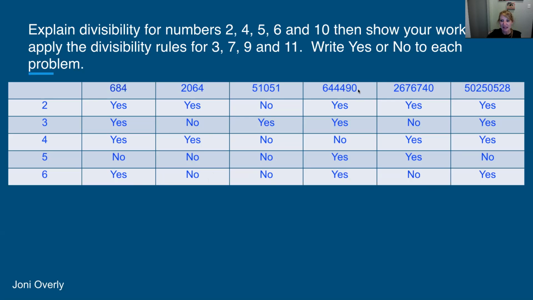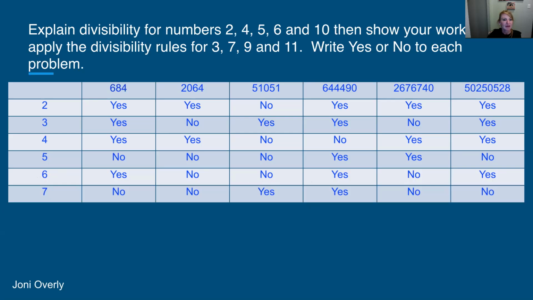This one right here, 90, it is, because it is divisible by both 2 and 3. And this one right here, it's not going to be, because it's not divisible by 2 or 3. And lastly, this big number right here, yes, it is going to be divisible by 2 and 3. Okay, so now our number 7.